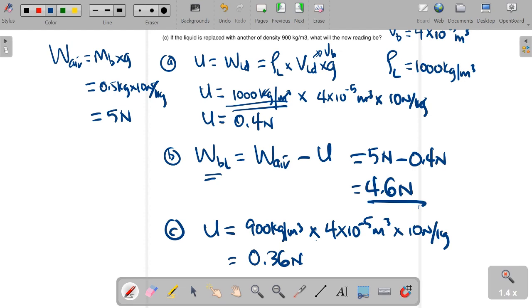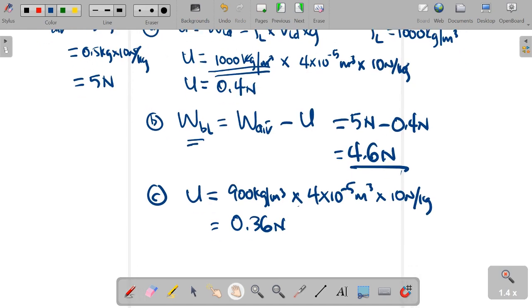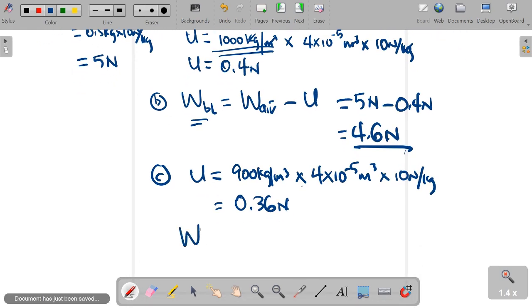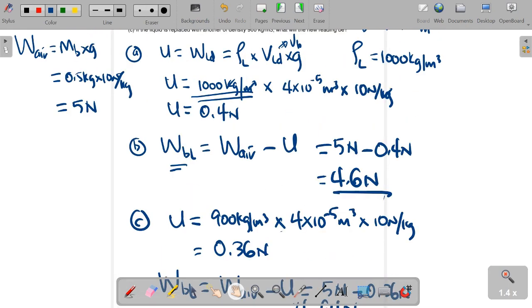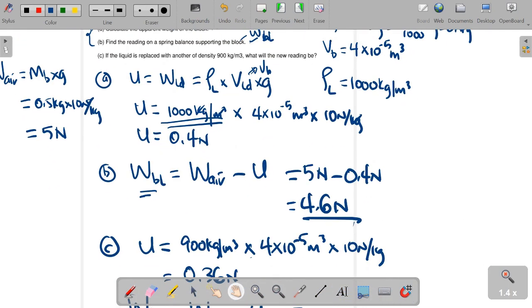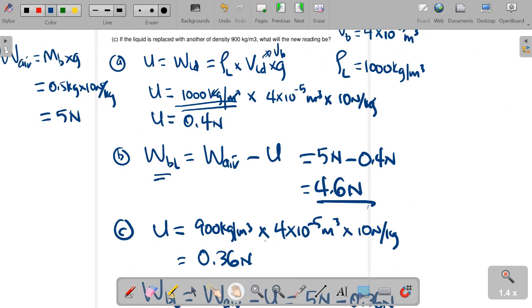Then from there, we're going to find the weight of the block in the liquid again. That's weight in air minus upthrust. That gives us 5 newtons minus 0.36 newtons. So what we end up having is 4.64 newtons. That will be the new reading of the spring balance.